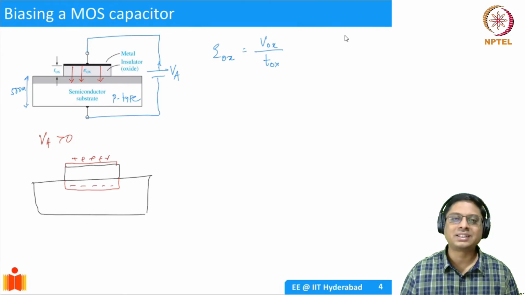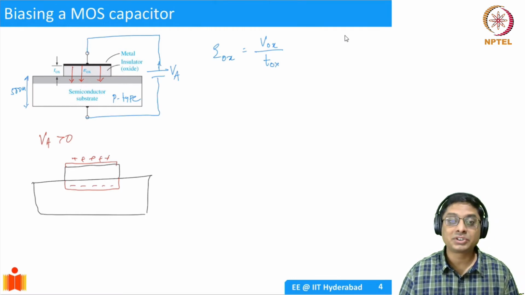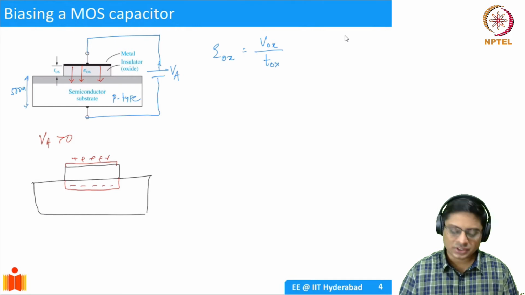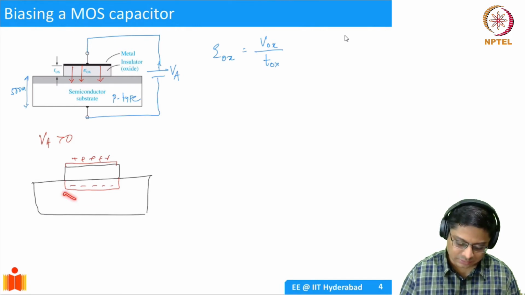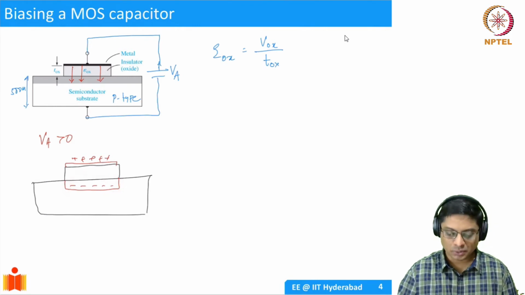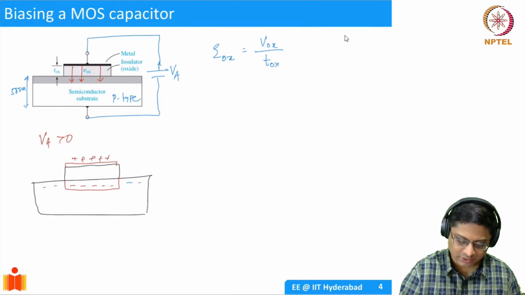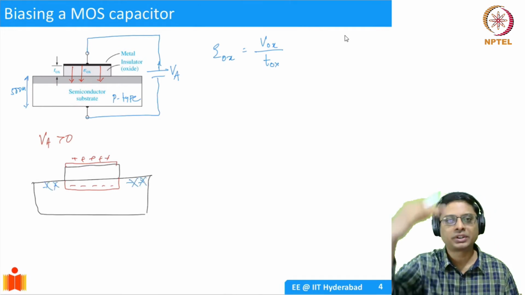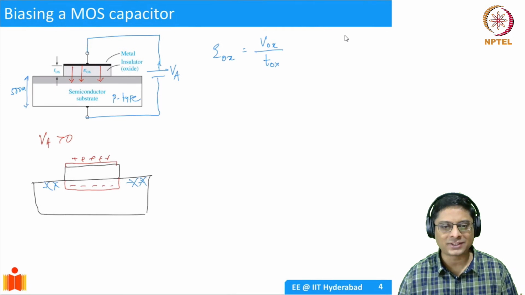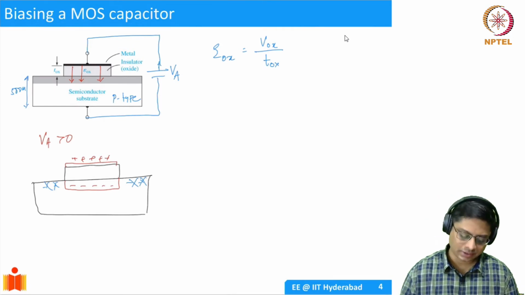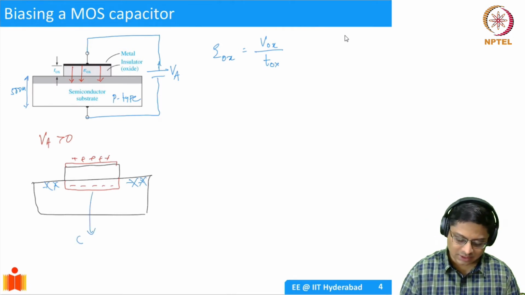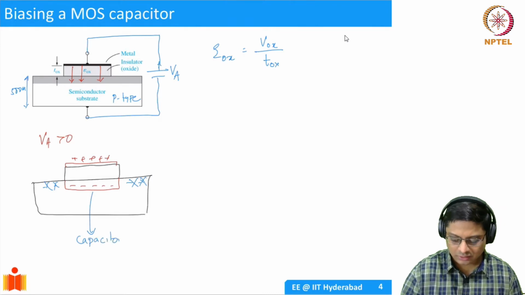And that is how you're having the capacitor action. And where is this negative charge formed? The negative charge is only formed under the gate. You won't have any negative charge here, because there is no applied voltage on top of it. There is no capacitor action. The capacitor action only happens under the gate. This formation of negative charge, I would say, is capacitor action.